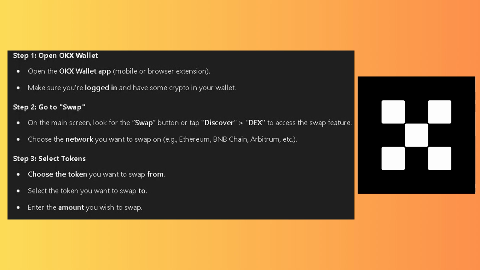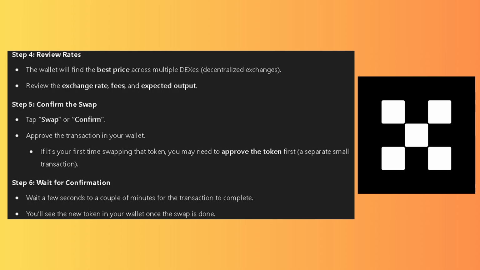Select the token. Choose the token you want to swap from. Select the token that you want to swap to and enter the amount you wish to swap. Review the rates. The wallet finds the best price across multiple decentralized exchanges. Review the exchange rate, fees, and expected output.